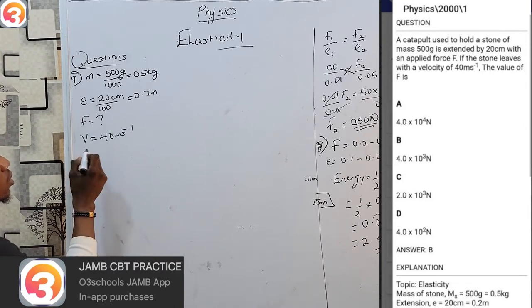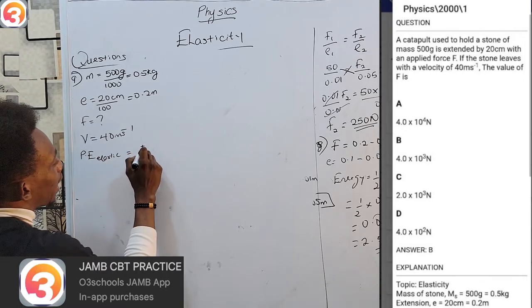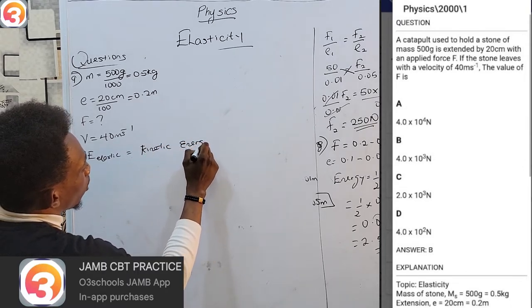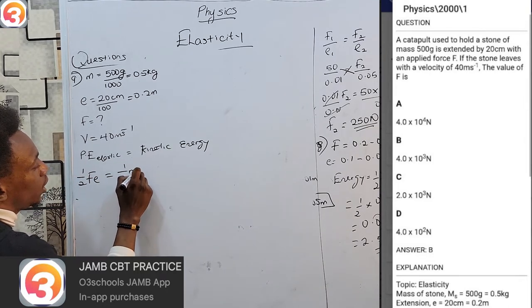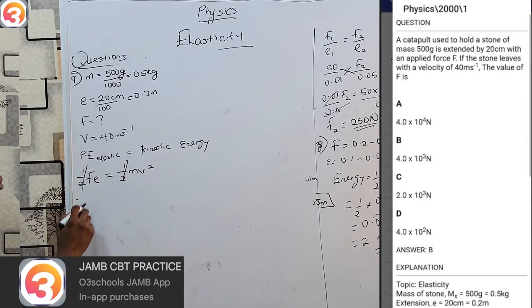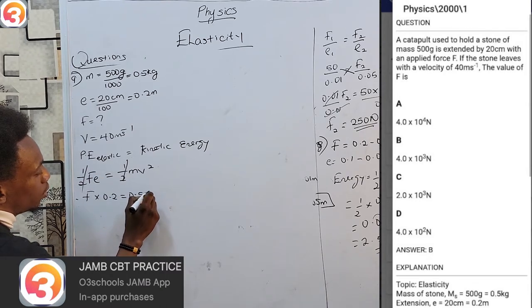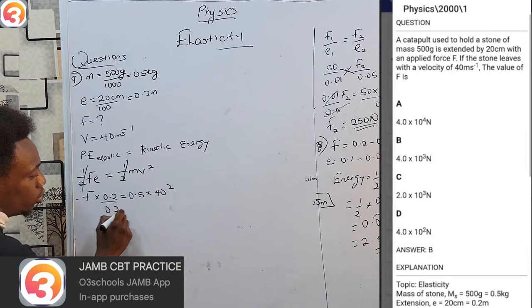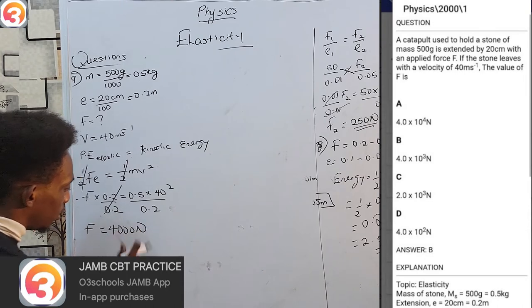So, that simply means that the elastic potential energy must now equate to the kinetic energy. And what's the elastic potential energy? 1 over 2 Fe must now be equal to 1 over 2 mv squared. Let the 1 over 2 cancel each other out. F is unknown, but E is 0.2, m is 0.5, and this will be m times 40 squared over 0.2. And again, we return to our trusted calculator. Here we can say 1 over 2 times 40 squared divided by 0.2, and our answer is 4000 newton.